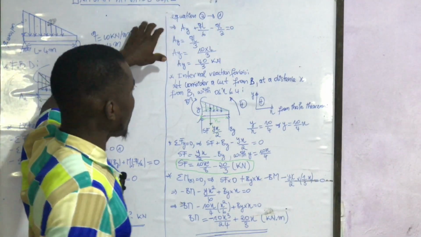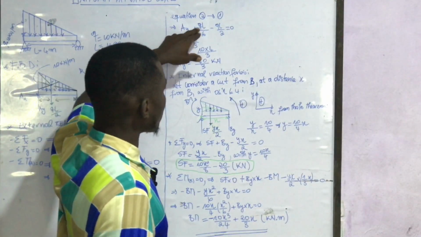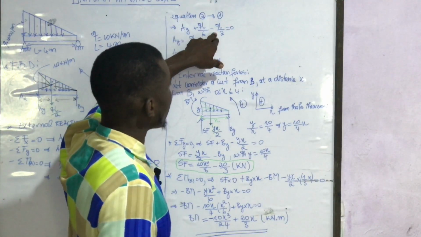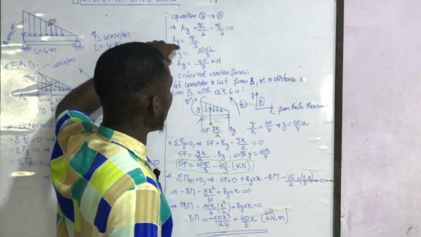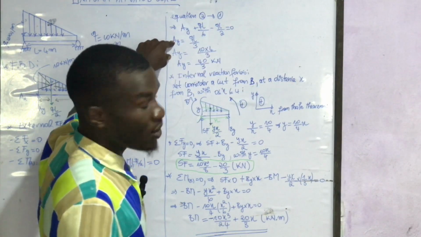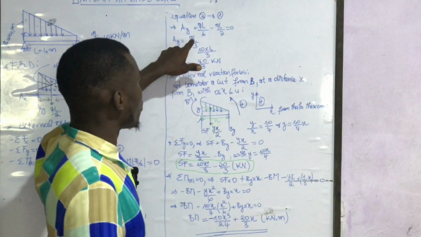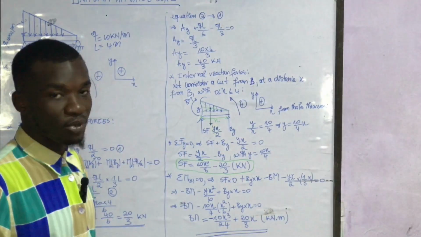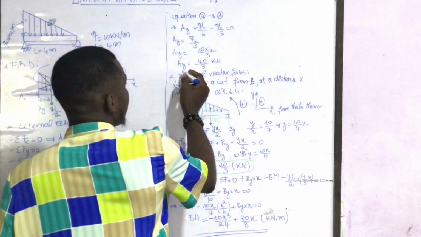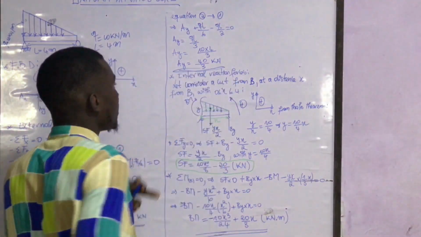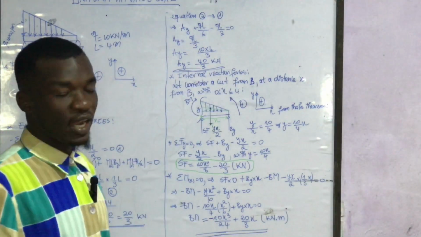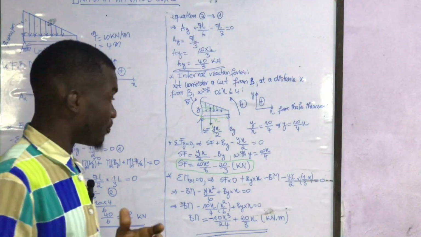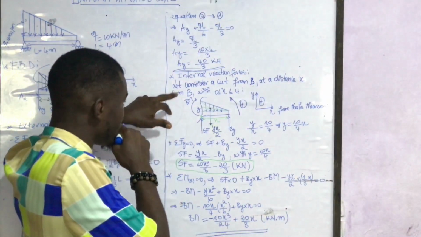So Ay plus QL on 6, which is By, minus QL on 2 is equal to 0. We will come out with Ay equal to QL divided by 3. Okay, so doing numerical application, we will see that Ay is equal to 40 divided by 3 kilonewton. That's the magnitude of the reaction force.